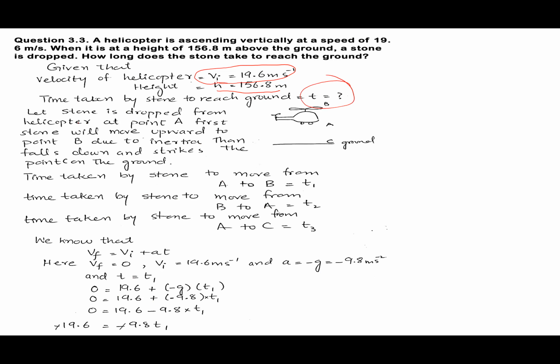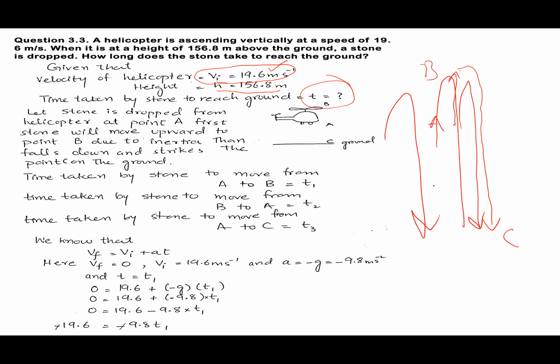That stone is dropped from the helicopter at a point A. First the stone will move upward to point B due to inertia, then falls down and strikes point C on the ground. This is point A. The helicopter is moving in the upward direction with a velocity of 19.6 meter per second, and the stone is dropped from point A. So, in coming to point C, the distance traveled is this one.